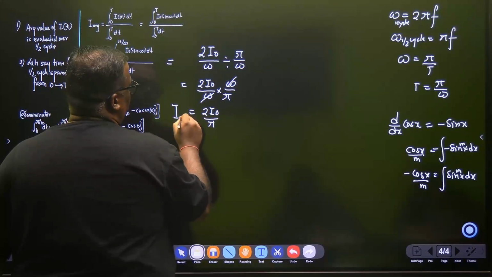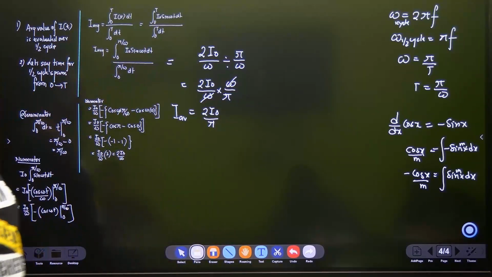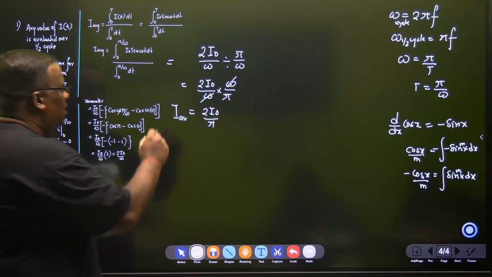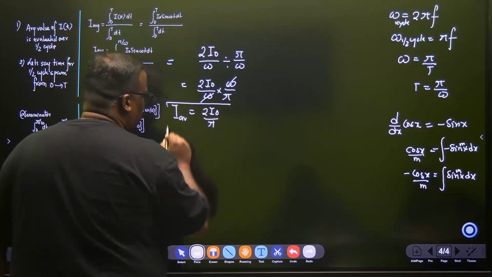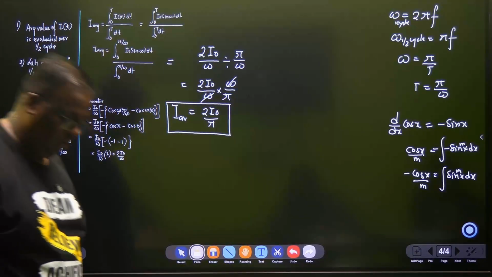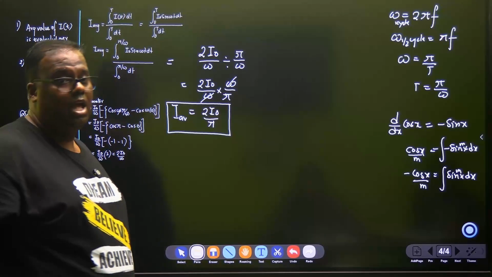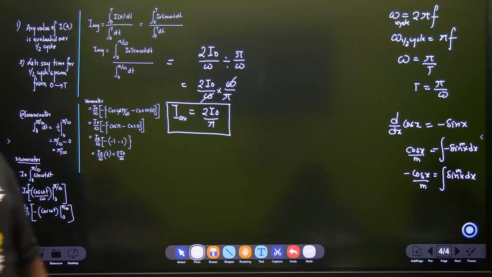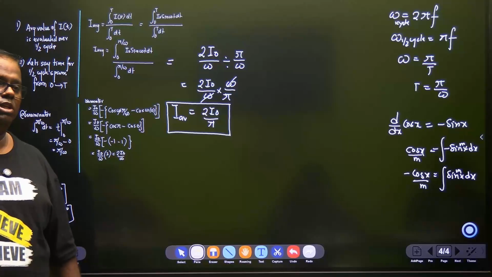I average. This is a very important 1 mark numerical that may come. They might give you the peak value and ask you to calculate the average value. What are the things we have kept in consideration out here?